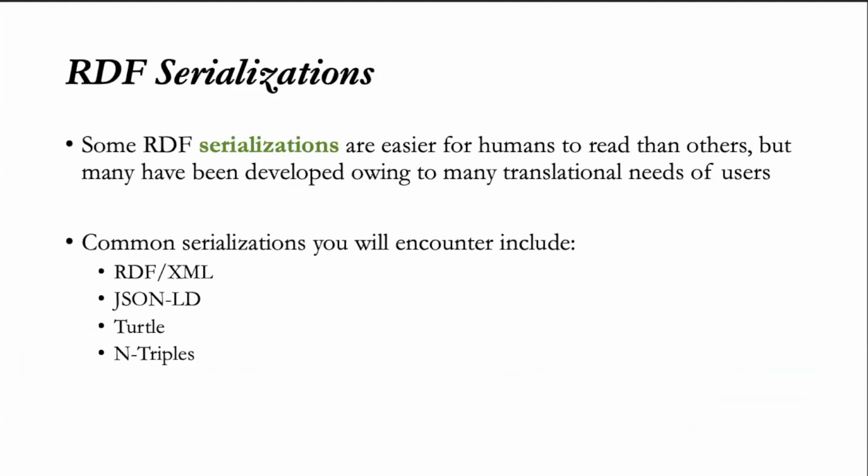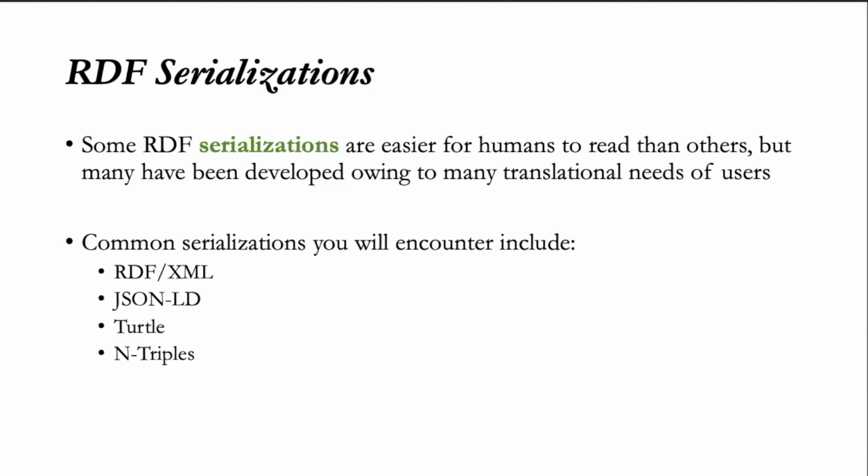Now, RDF exists in serializations that are easier for humans to read than others. But many have been developed owing to many translational needs of users. So now we're getting into the thing you might see on your computer rather than a data model. Instead of talking about this grand triple structure that you have to use if you're going to abide by the standard, now we're talking about actually seeing it in practice in a vocabulary. And moreover, seeing it in a vocabulary that's represented in different ways, i.e. serializations. Here are some common ones.